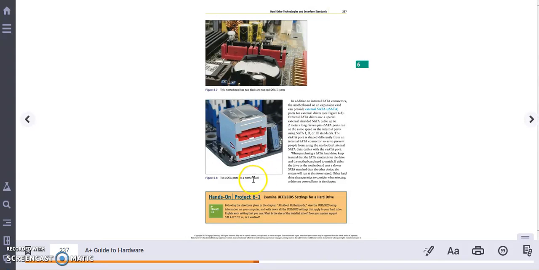There's SATA ports. There's a card with more SATA ports. So SATA could be internal or external.